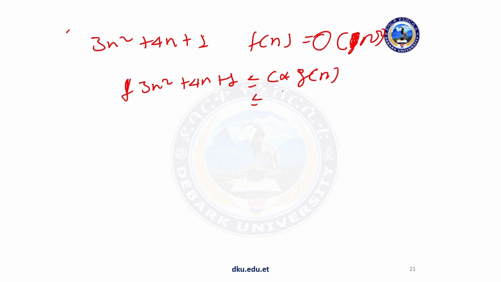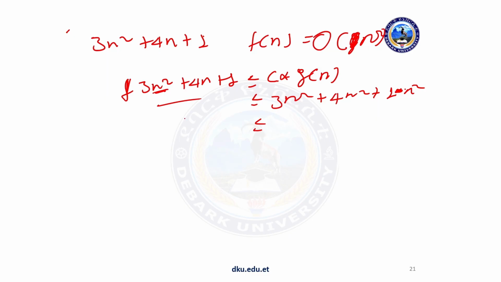So 3n squared plus 4n plus 1 is less than or equal to any function that's greater than this one, and that function can be used here. To keep it simple, we can use the constant and the highest power. Actually, we have to use a single term here. We can't use multiple terms, so we use n squared only.